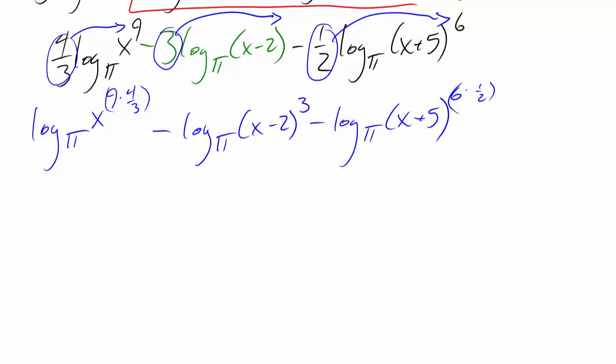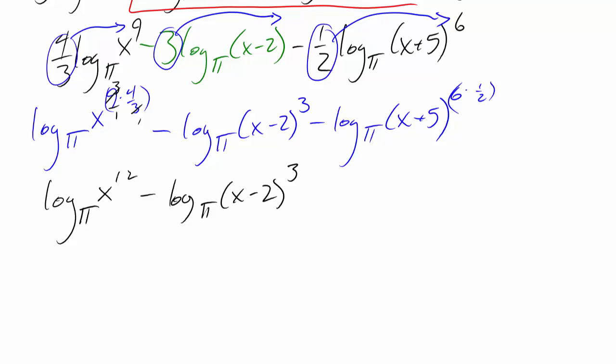I would assume most of you would just go ahead and do the multiplication either on your calculator or by hand. If you're doing it by hand, remember the 9 is going to be over 1, so the 9 and the 3 are going to cancel themselves out. That leaves us with log base pi of x to the 4 times 3 is 12th power, minus log base pi of (x minus 2) to the 3rd, minus log base pi of (x plus 5) to the 3rd power.